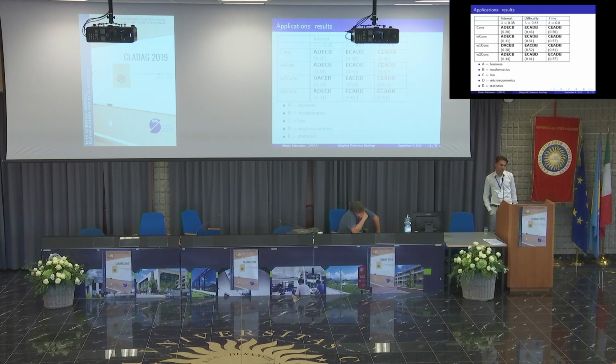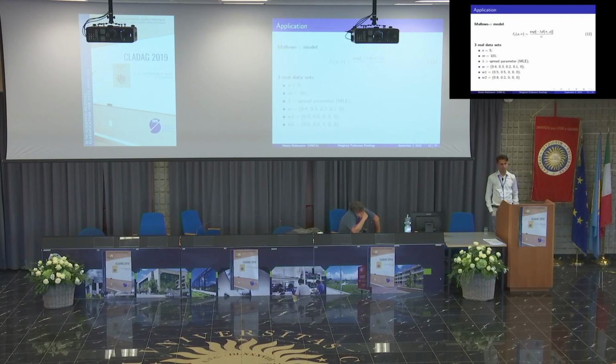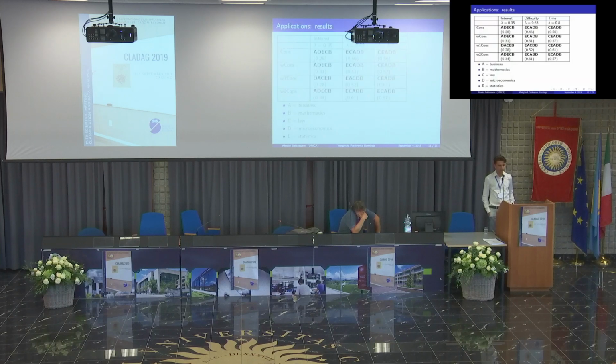The W counts row represents the results that we obtained using the weight vector that assigns decreasing weights to each item. And as you can see, the results don't change. In fact, assigning decreasing weights to decreasing positions doesn't affect the results.